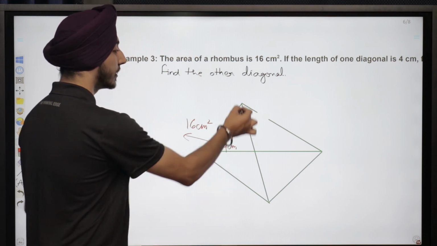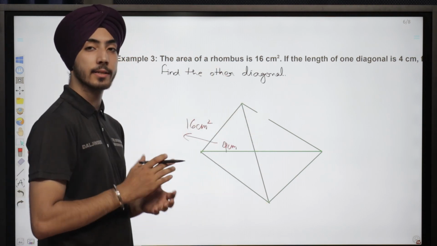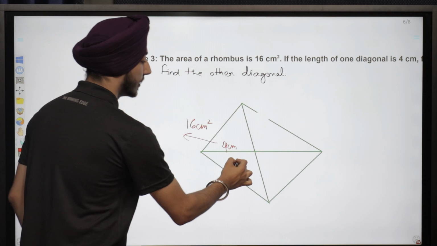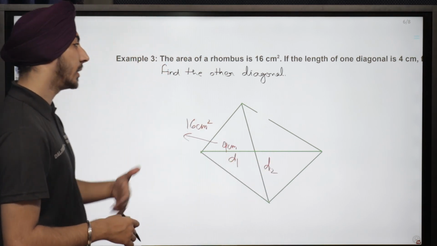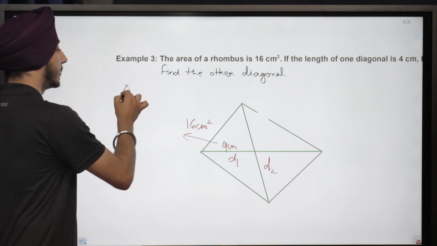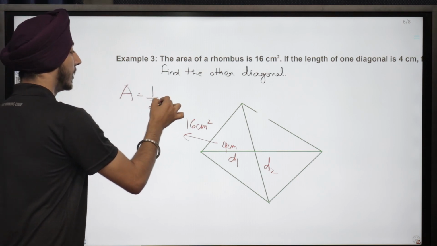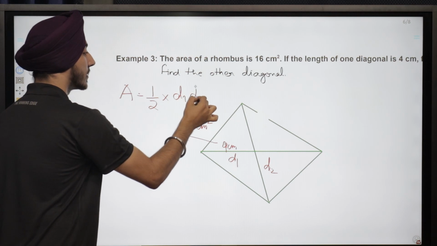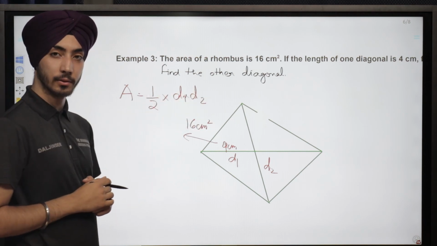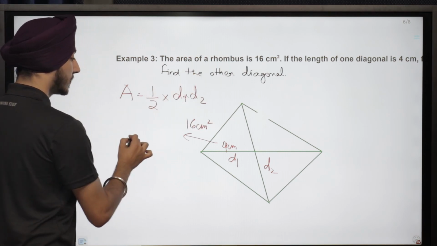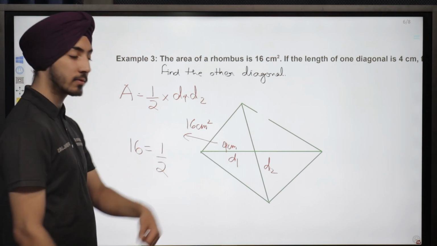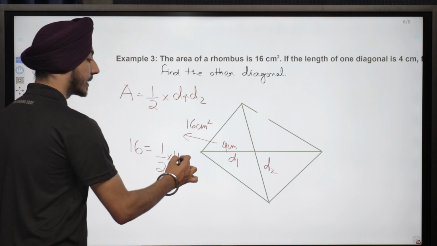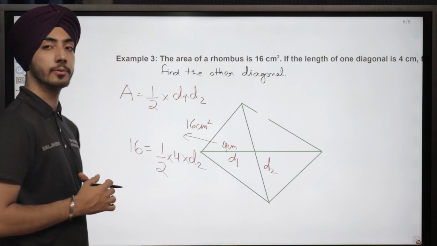We need to find out the value of the other diagonal, that is this vertical diagonal. Let's say इसकी value हमें find करनी है. This is D1 diagonal. This is D2 diagonal. Now the area of a rhombus is half into the product of its diagonals. Area we know as 16, so in place of area I'm writing down 16. Half is half only. First diagonal is 4, so I'll write down 4 here. Second diagonal I do not know, I'll write D2 there.